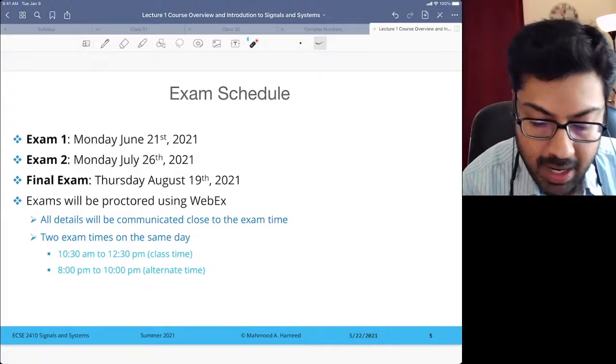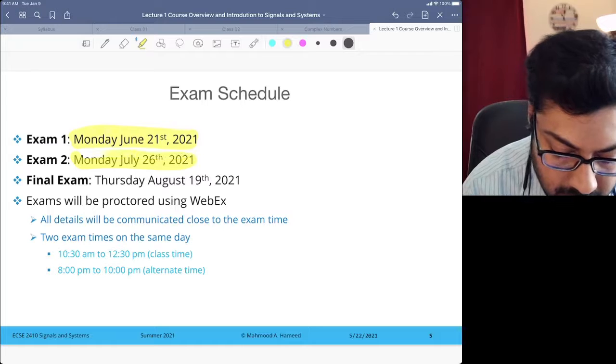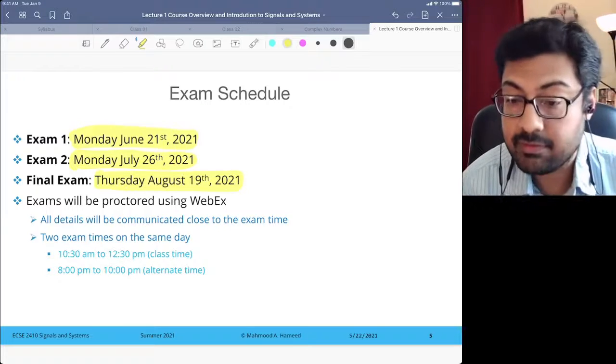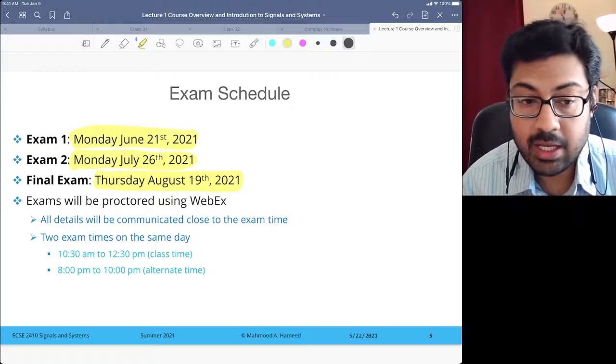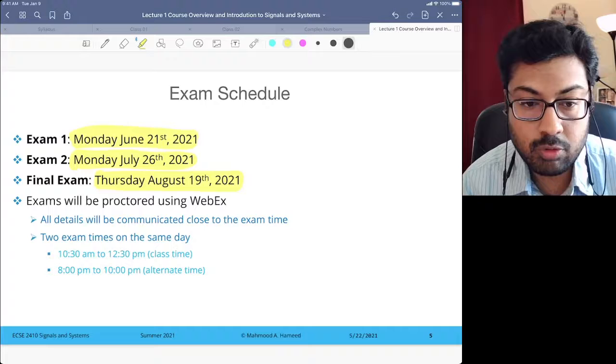All right. So bookmark. Put a note for yourself. Mark these on your calendar. Put a reminder for yourself so that we don't miss. Our exams are required, and I hope you don't miss it.